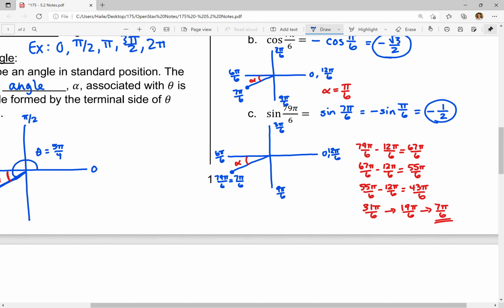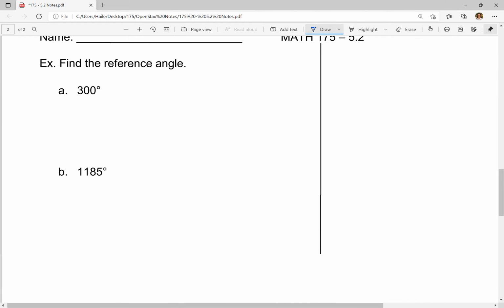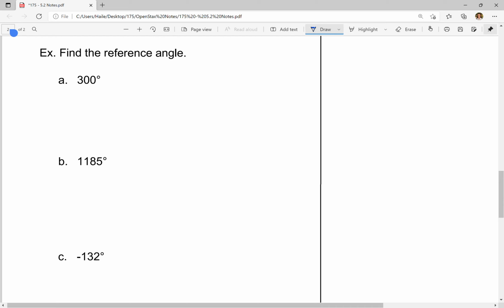Okay, so in this next example, we're just going to find reference angles and we're going to look at it in terms of degrees. So we're going to take on a little bit different of a perspective. So up to this point we've been doing radians. So this time we want to find the reference angle. We're not going to evaluate anything. We're just going to find a reference angle for 300 degrees.